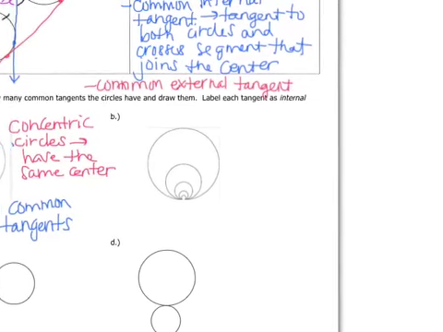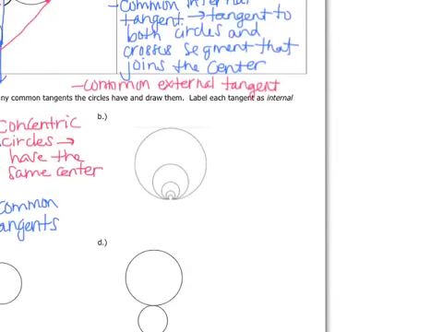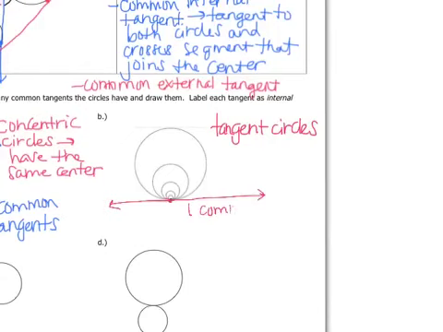If you look at the next example, these are what we call tangent circles. And the reason why they're called tangent circles is all of these circles intersect at one point. We can have one external tangent right at the point where all those circles meet. That would be one common external tangent.